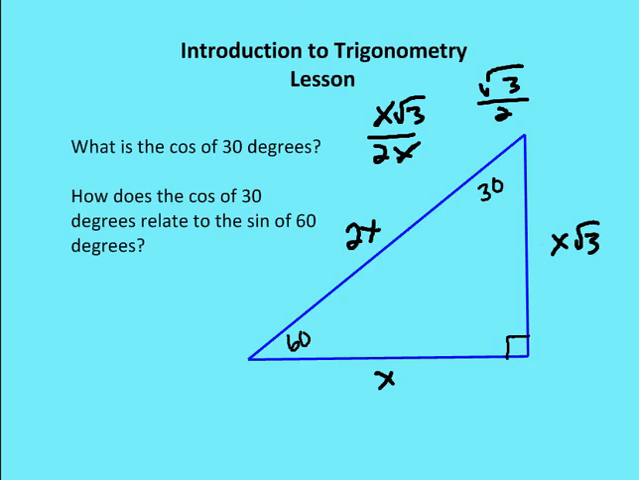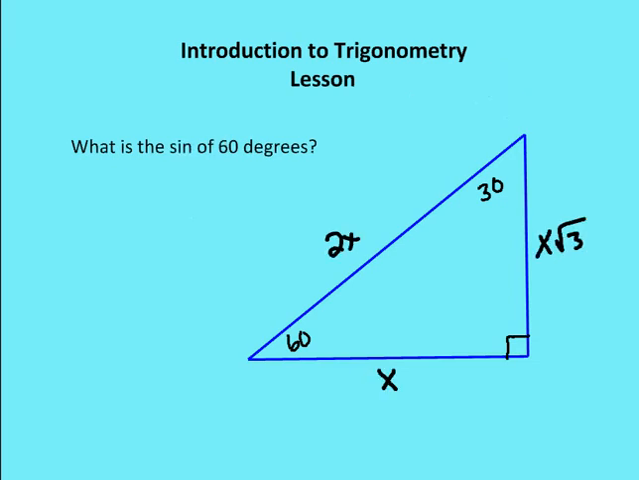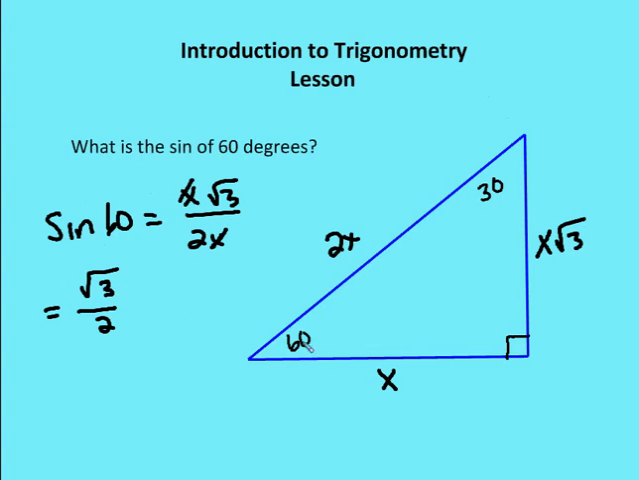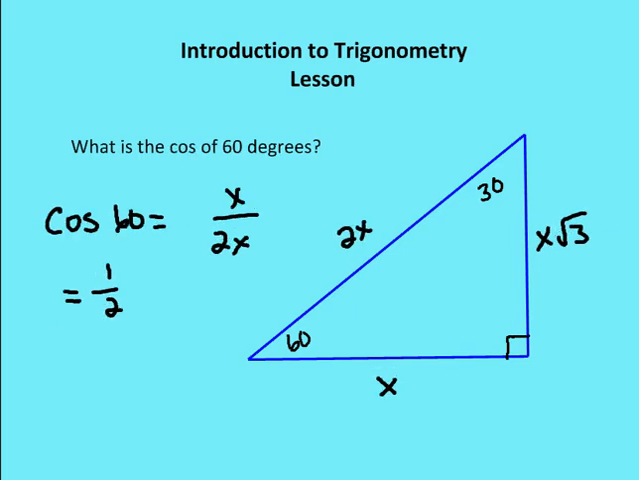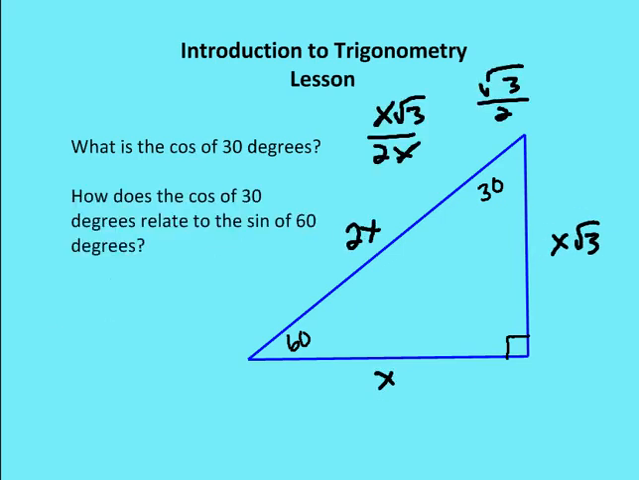So you can see that the relationship of the side lengths is the same between sine of 60 and cosine of 30 degrees. Okay, so let's go back to the sine of 60 degrees in case you've forgotten. We found out that it was root 3 over 2: the opposite value over the hypotenuse, x root 3 over 2x. And then we figured out that the cosine of 30 degrees is equal to the adjacent side, which is the opposite side when you're measuring sine of 60 degrees, over the same hypotenuse. You end up with the same value for cosine of 30 degrees and sine of 60 degrees.